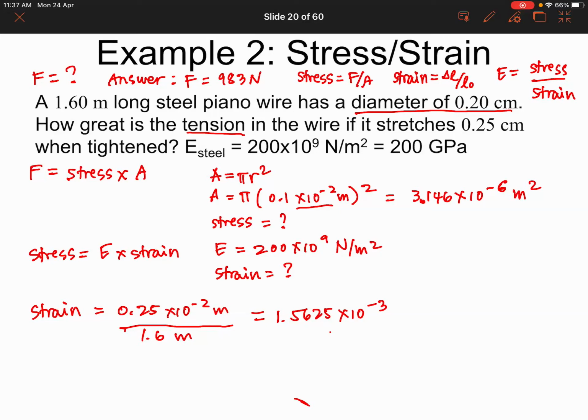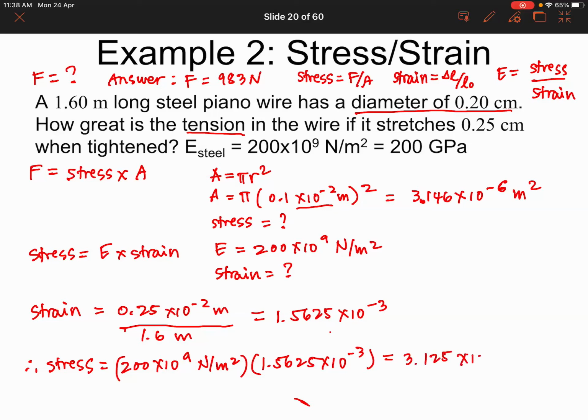So once you know the strain, you can then work backwards. Knowing the strain allows you to know the stress. Therefore, the stress, which is equal to the elastic modulus times the strain, will then be 200 times 10 to the 9 newtons per meter squared times the strain 1.5625 times 10 to the minus 3. It gives you a stress of 3.125 times 10 to the 8 newtons per meter squared.